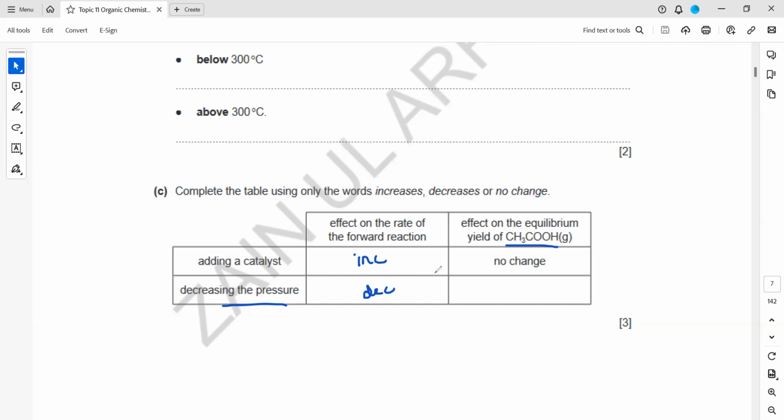A catalyst does not affect it, but what is the effect of decreasing the pressure? In this case, the equilibrium will shift towards the side of more moles. Whenever we decrease the pressure, it will shift left. If we shift left, what happens to the amount of product? The amount of product, or the yield, will decrease. Clear? For reversible reactions, if we increase the pressure, equilibrium shifts towards the side of fewer moles. If we decrease the pressure, equilibrium shifts towards the side of more moles. In this case, the reactants have more moles, so it will shift toward left. That's why the yield will decrease.